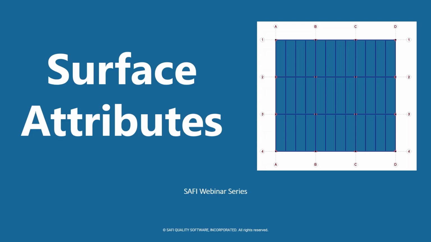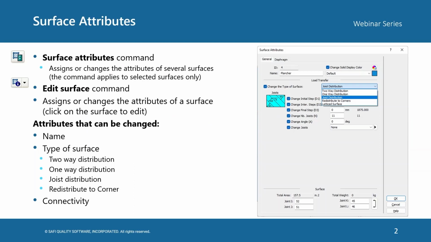In this video, we are going to have an overview of the attributes of the loading surfaces. The user can edit the attributes of surface loads using the command Surface Attributes on the addition toolbar. It allows the user to change several attributes of the surface. The attributes that the user can change are the name of the loading surface, the color, the type of the load transfer, and the connectivity.